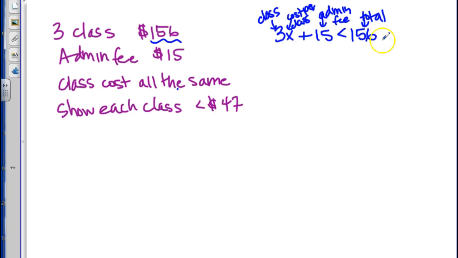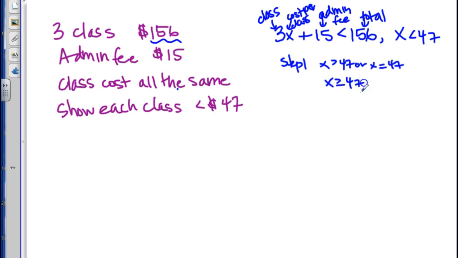All right, then what we'd like to end up with is that x is less than $47. All right, so let's see if we can do this by contradiction. So step 1, x is greater than 47 or x is equal to 47. Now look at this, we could actually write this together.